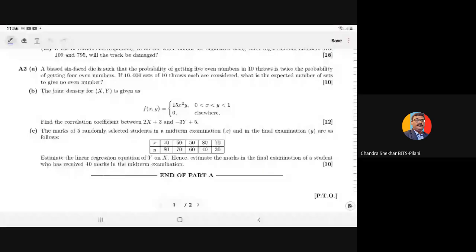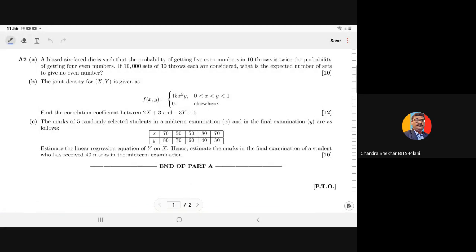Now in the question number A to B, the joint density for x comma y is given as f(x,y) = 15x²y for range 0 < x < y < 1 and 0 elsewhere. Find the correlation coefficient between 2x + 3 and -3y + 5. So here you have to determine the correlation coefficient. This is a question based on the joint distribution, and you have to determine the correlation coefficient between functions of the random variables, 2x + 3 and -3y + 5.